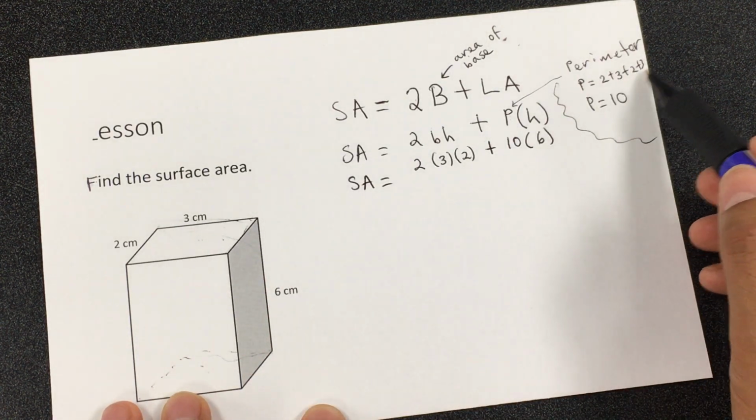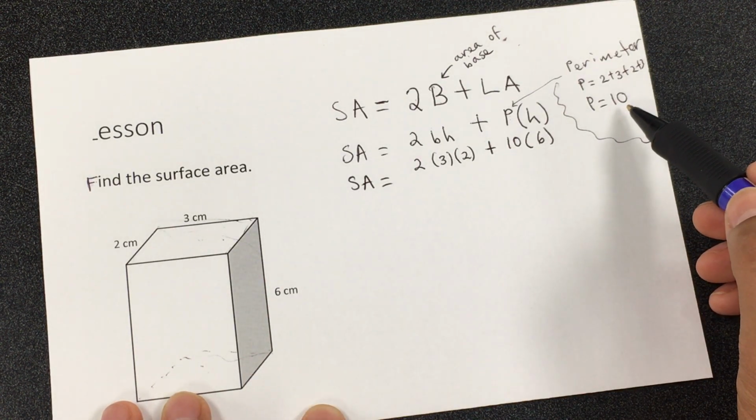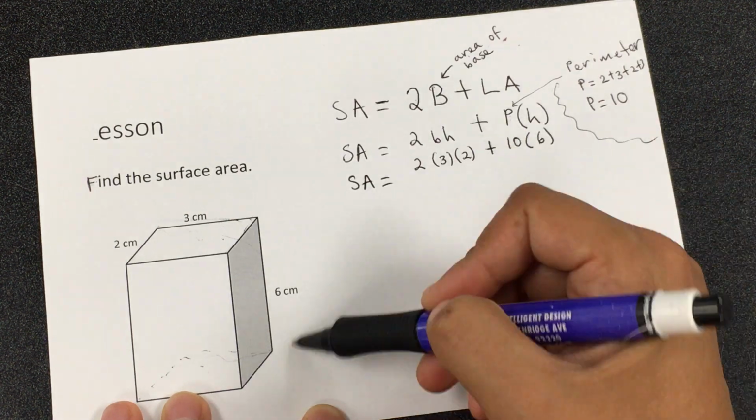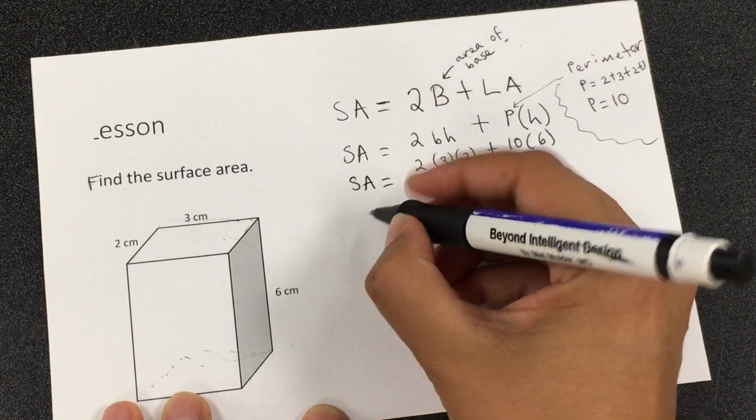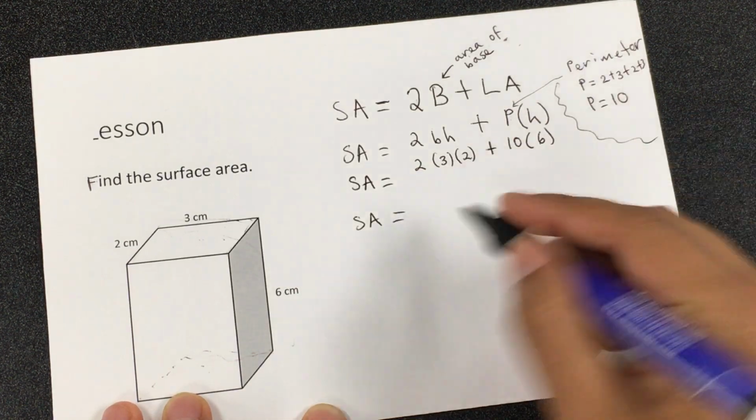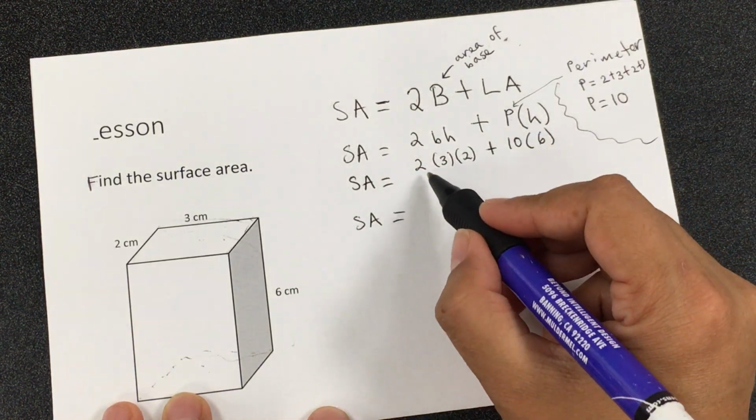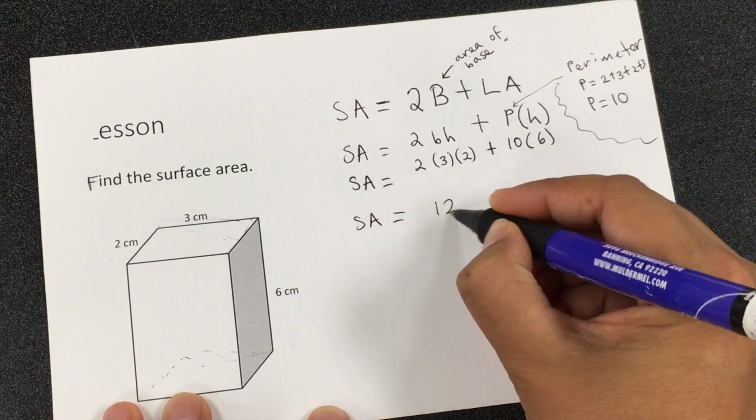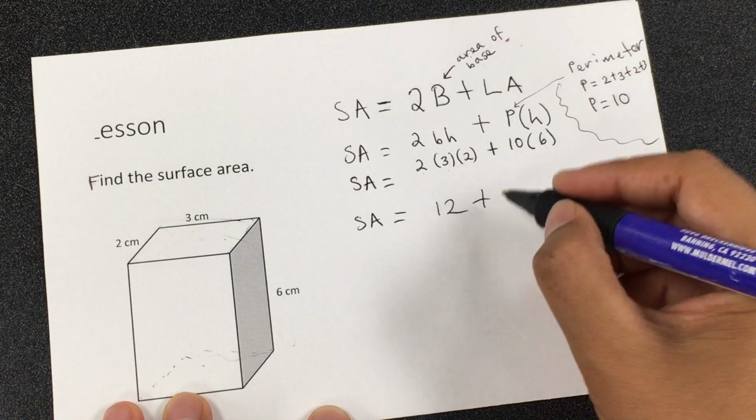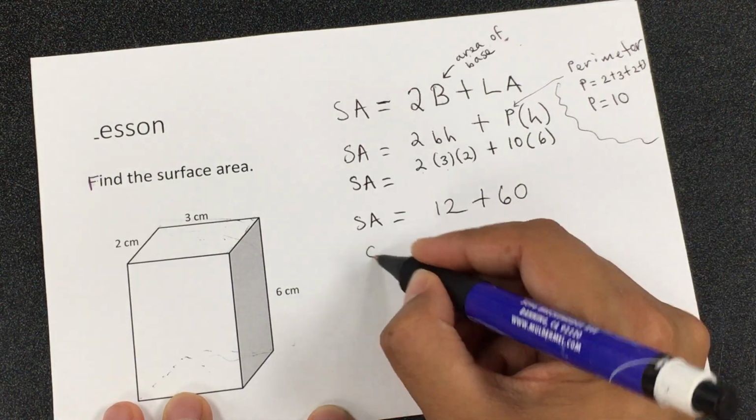So 2 plus 3 plus 2 plus 3, which gives us 10. The height is just the height of the prism. And so now we're ready to solve, simplify, evaluate. 2 times 3 is 6, times 2 is 12, plus 10 times 6 is 60.